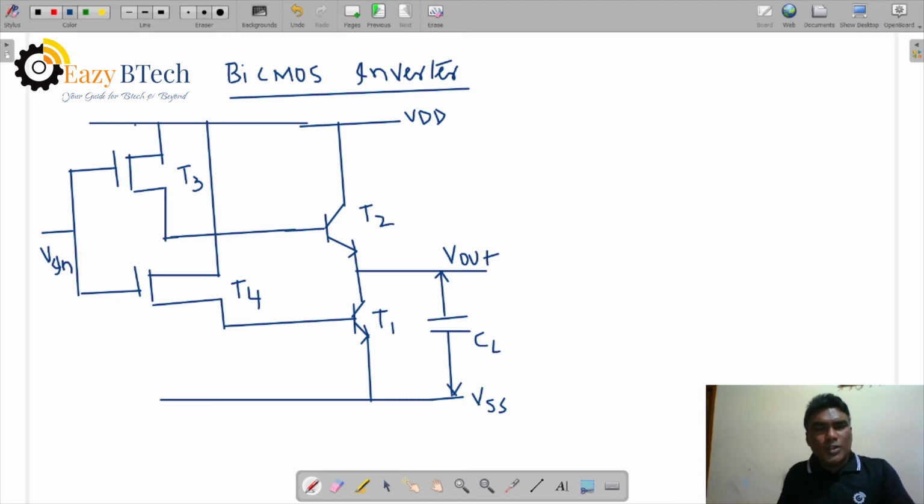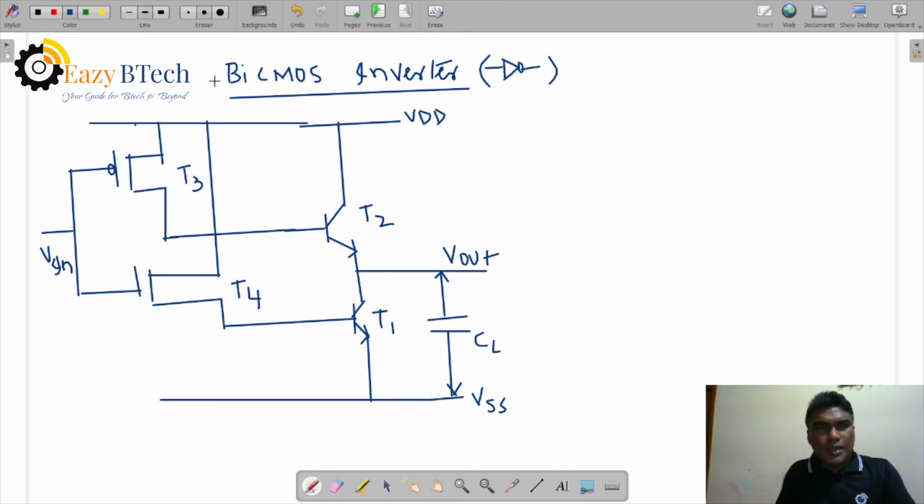So a BiCMOS inverter means an inverter designed by CMOS and bipolar transistors. Here T1 and T2 are the bipolar transistors. CMOS means a PMOS and NMOS. So how many transistors are here? Two types of transistors, two technologies: bipolar technology and CMOS technology. PMOS and NMOS are there, that is CMOS. Now there are also the bipolar transistors.